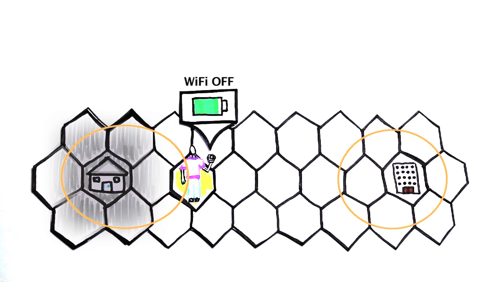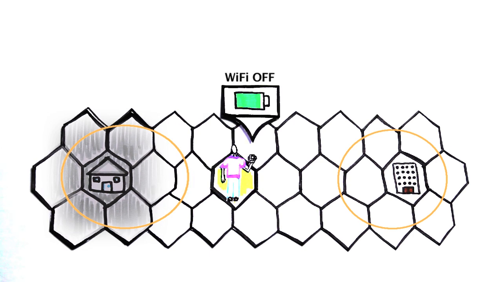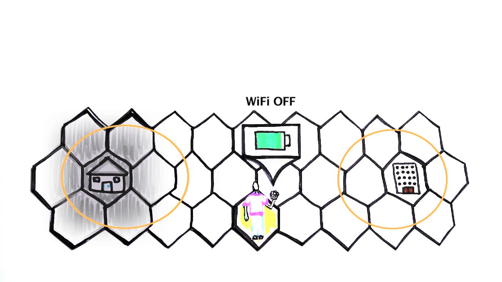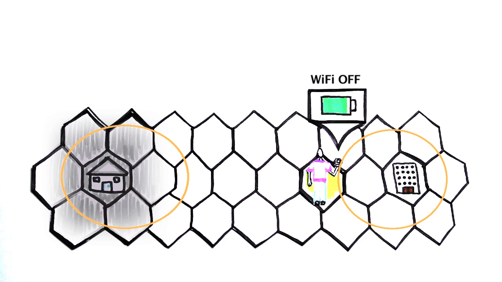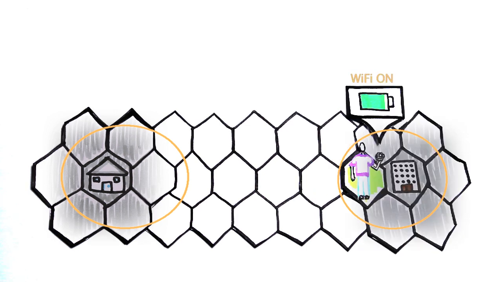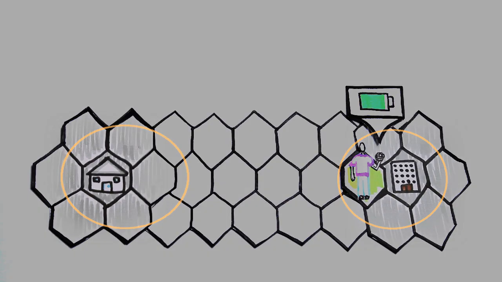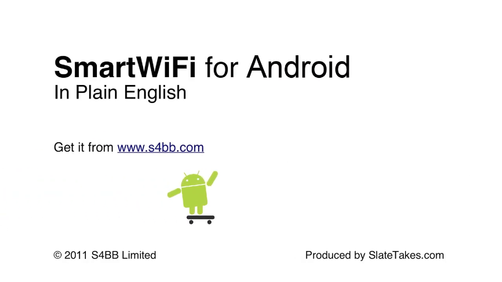SmartWiFi then switches off his Wi-Fi connection automatically when he's no longer in his preferred Wi-Fi location, thus saving battery power on his Android. Once he re-enters his preferred Wi-Fi location, say his office, SmartWiFi switches his Wi-Fi connection back on again. SmartWiFi, a smart way to save battery.